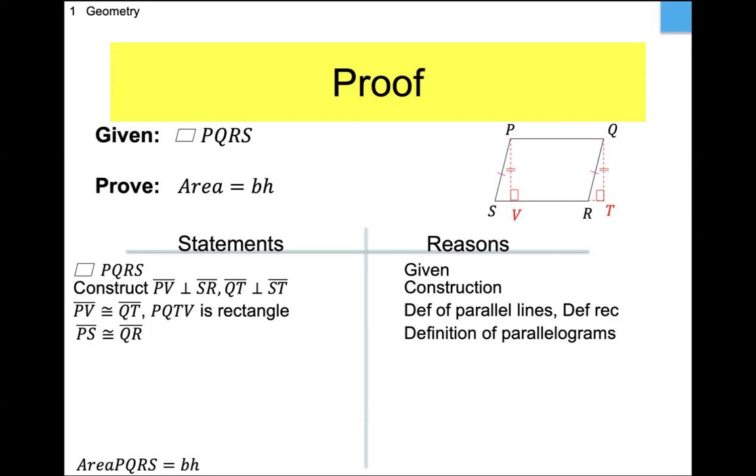And now if you look at those two triangles that I just made, they're right triangles. And I just showed you that one leg and the hypotenuse are congruent. So therefore, the two triangles are congruent because of hypotenuse leg. If the two triangles are congruent, okay, watch what I'm going to do.